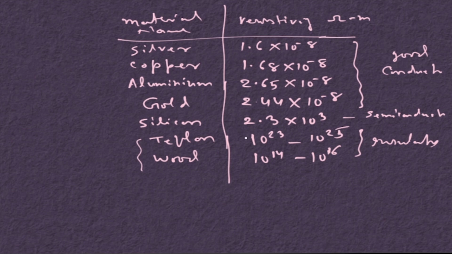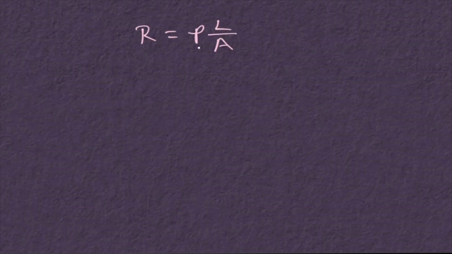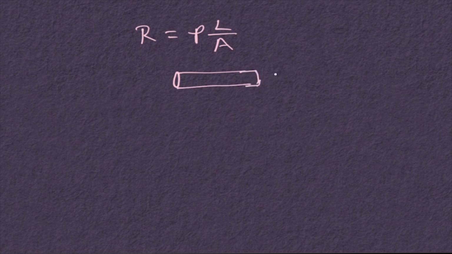Now, looking again at that equation, we can calculate the value of the resistance of any conductor by simply measuring its length and its cross-sectional area and putting the value of this resistivity. We can calculate the resistance of the material. For example, this is a conductor made of aluminum. Its cross-sectional area is known, and its length is known. Then its resistance we can calculate from this formula.